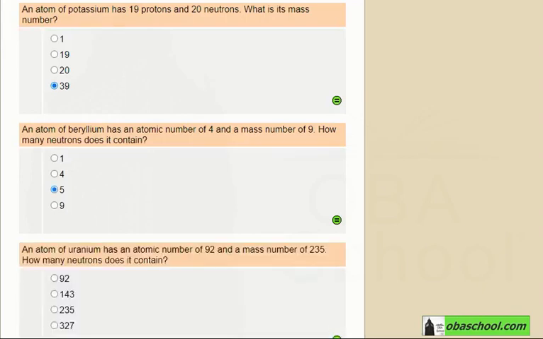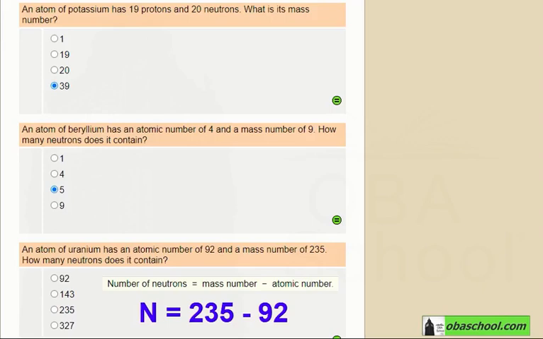Another example. An atom of uranium has an atomic number of 92 and a mass number of 235. How many neutrons does it contain? So we have A and Z, and we have to find N. All we have to do is to substitute the values in the formula. A equals Z plus N. To find N, we must subtract Z from A. Mass number minus atomic number, which is 235 minus 92, will give us 143.